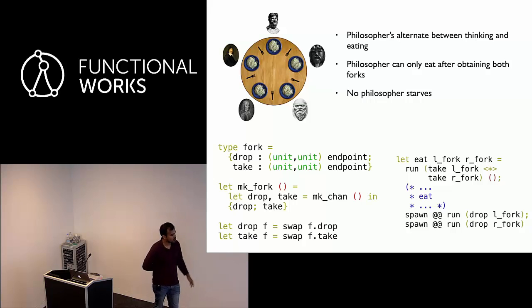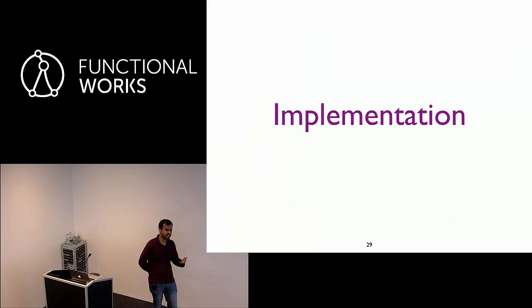And in order to drop the fork, we just spawn new threads so that we can drop them asynchronously. And if the underlying scheduler is fair, you have the assurance that all of the philosophers will eventually get to eat.